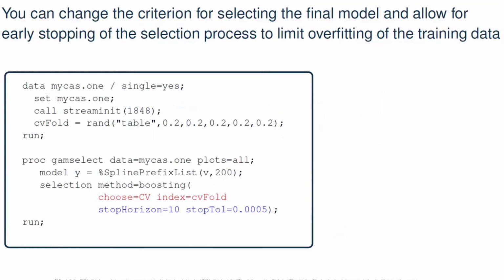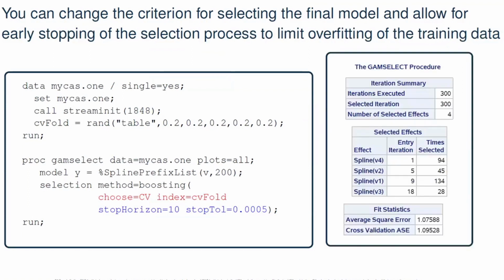One concern you might have when using the boosting selection method is that when run for a large number of iterations, you can end up overfitting the training data. Two options you can use to attempt to prevent overfitting are to allow for early stopping of the selection process, or to change the selection criterion to be either cross-validation of the ASE or the ASE on a validation data partition. Here I'll refit the model by using cross-validation and early stopping based on a relative change in that selection criterion. With these options added, the selection process now terminates at the 300th boosting iteration and selects a model with only the 4 true effects.